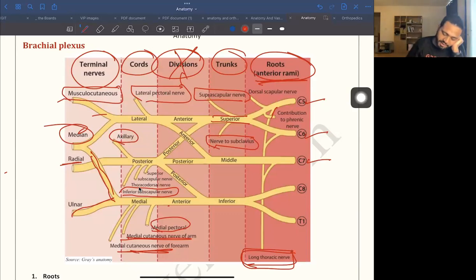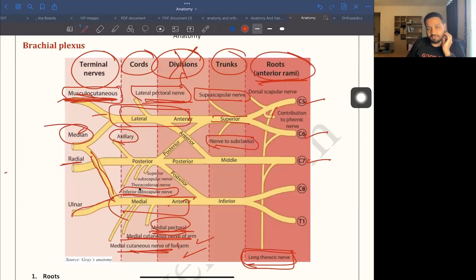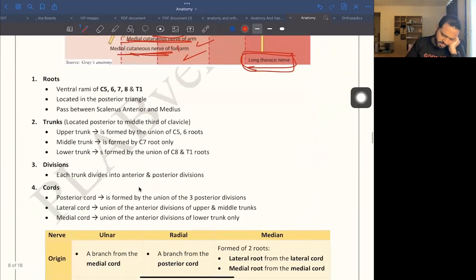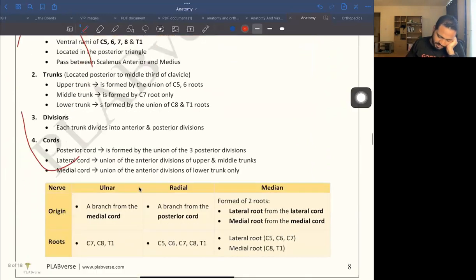And then you divide it. You have here the lateral cord, it gives the lateral pectoral. The medial cord gives the medial pectoral. And then some cutaneous branches. One gives here the medial cutaneous nerve of the arm and forearm, and the lateral cutaneous nerve of the arm and forearm will be coming from the musculocutaneous nerve, okay? So these are the main things that you need to know. So we basically mentioned all of this.